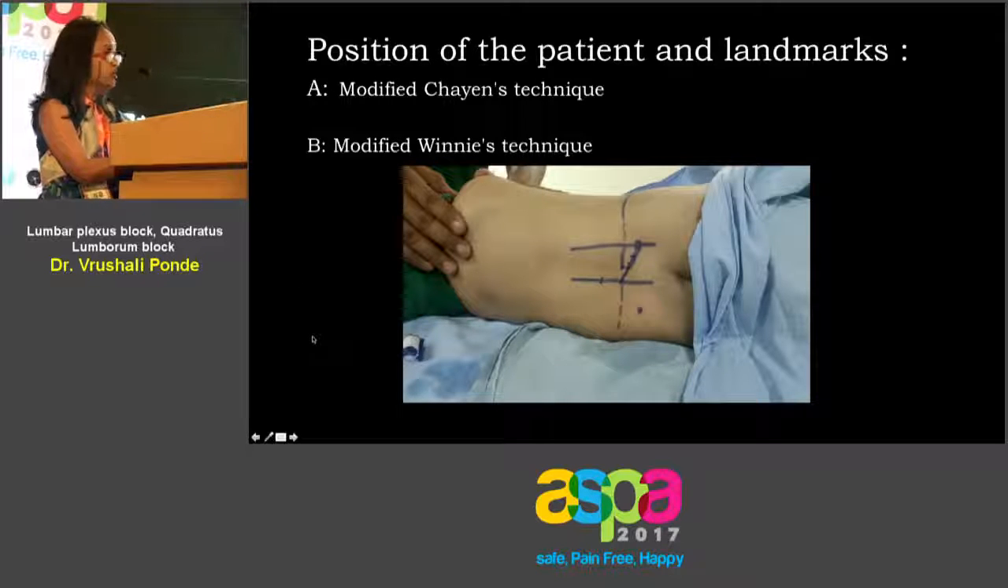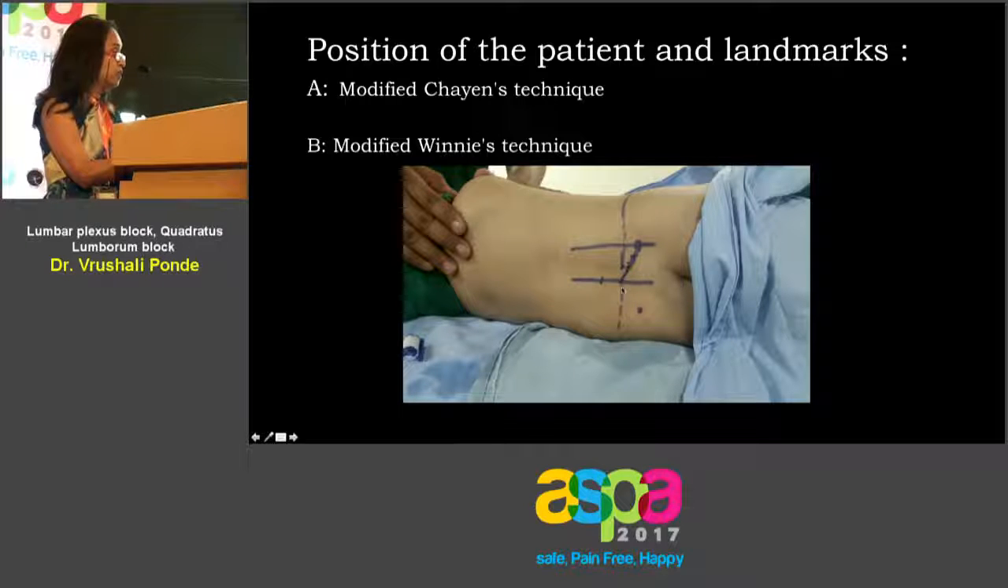Coming to the position of the patient and the landmarks. Lateral position with the blocked side independent. An intercristal line joining the two iliac crests, then the midline all along the spine, and another line through the posterior superior iliac spines. We have two approaches here: one is Winnie's and the other is Chayen's.